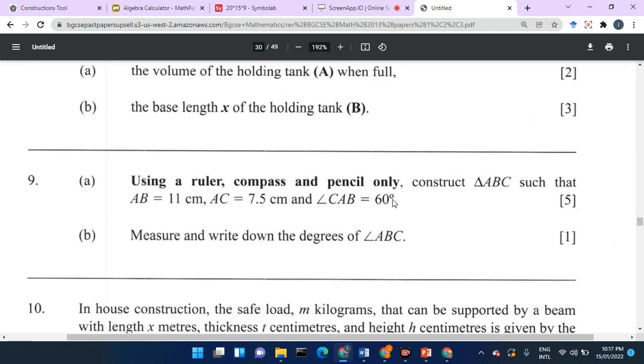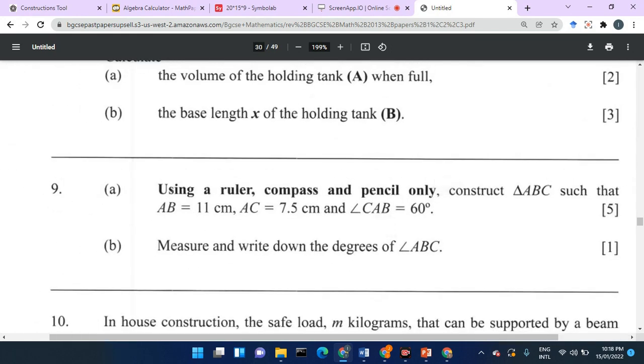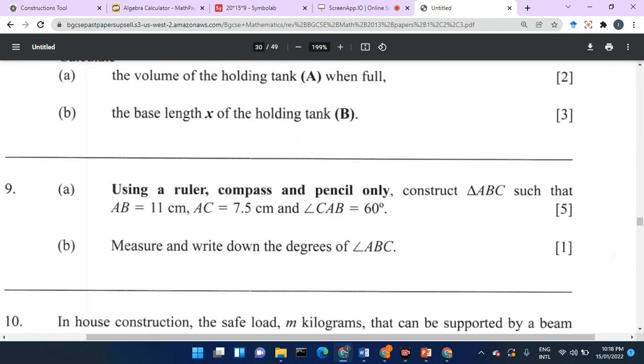CAB must equal 60 degrees. What they really mean, when you see the angle symbol, you really want to focus on the letter in the middle. So they're really saying we want angle A to be equal to 60 degrees. With that information, let's move forward with answering this question.